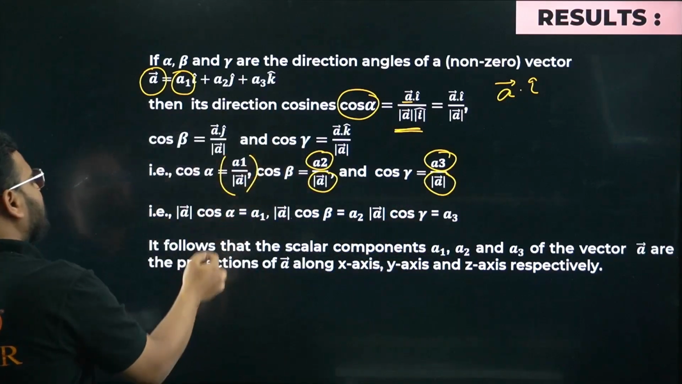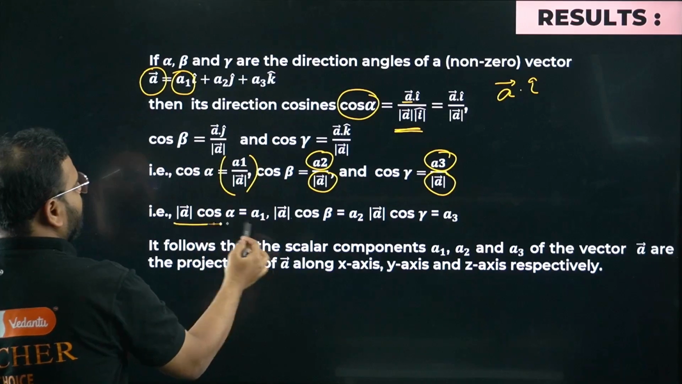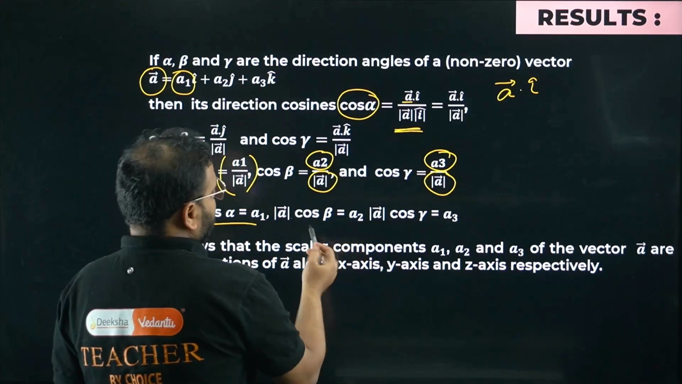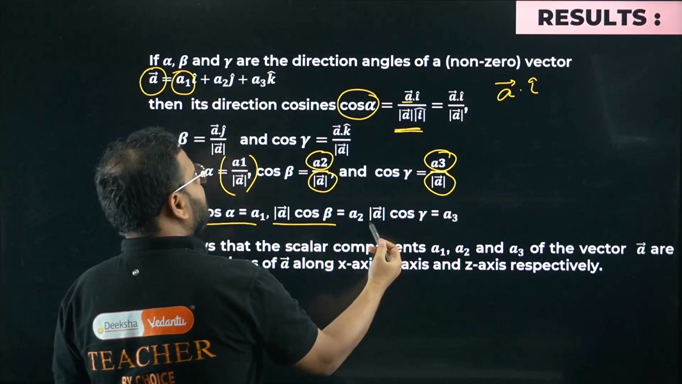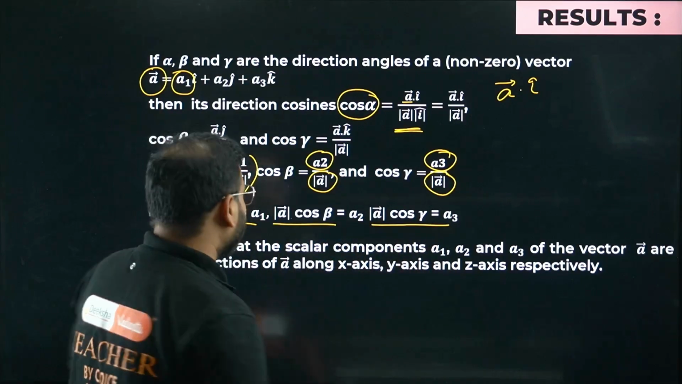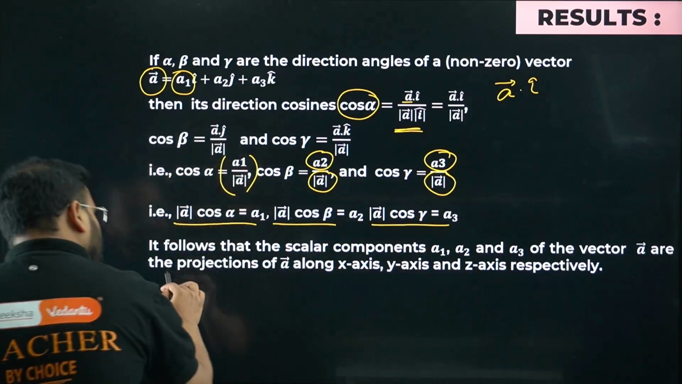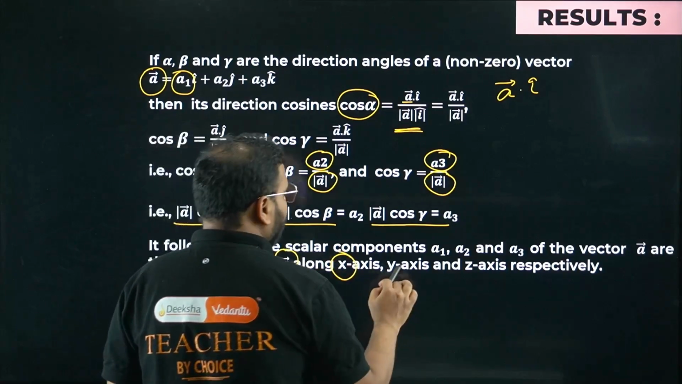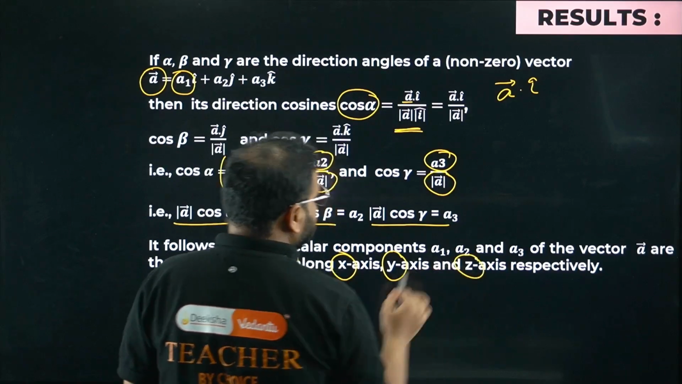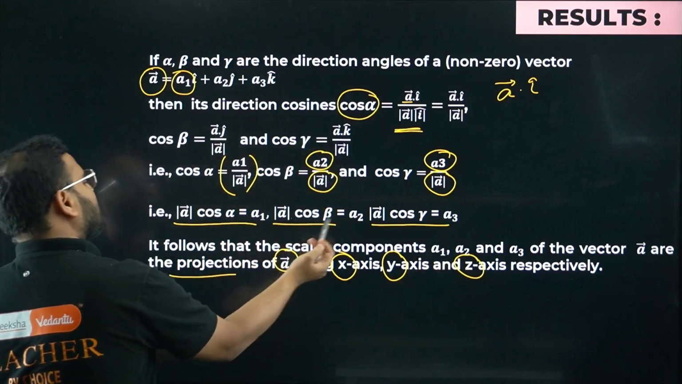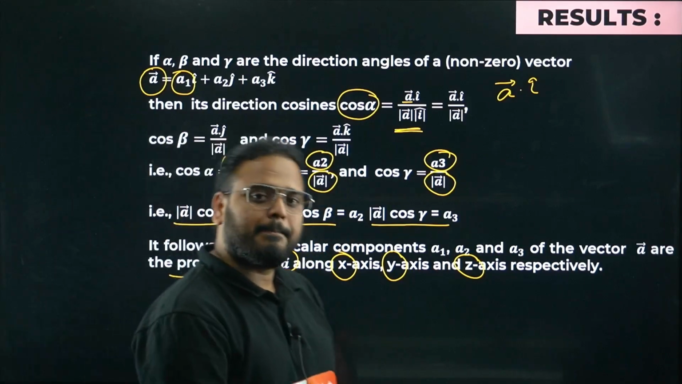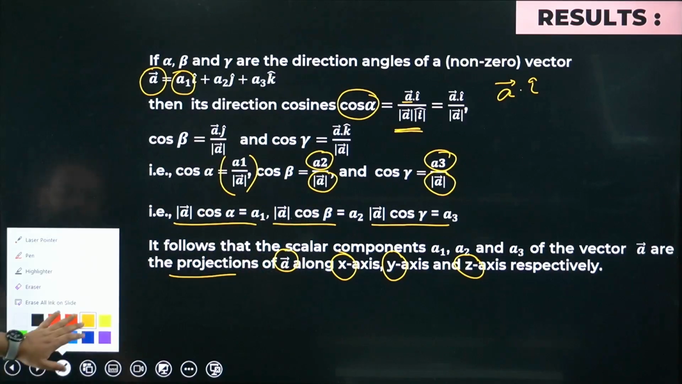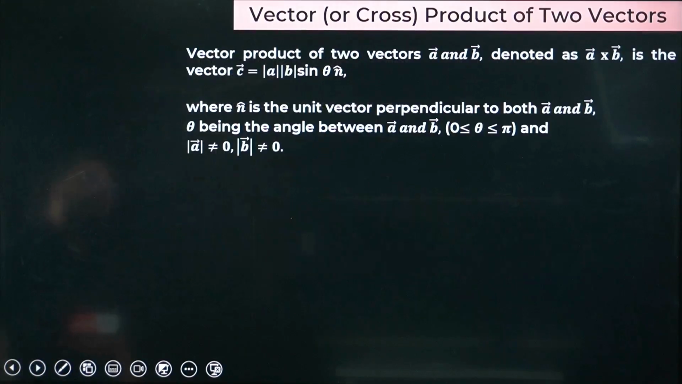From there we can write cross multiplication. A1 becomes equal to A cos alpha, A2 is nothing but A cos beta, and A3 is nothing but A cos gamma. What are A1, A2, A3? They are the projections of the vector A along the x-axis, y-axis, and z-axis in terms of cos alpha, cos beta and cos gamma. Okay, done? All right. Let me just erase this part, not required those many marks.